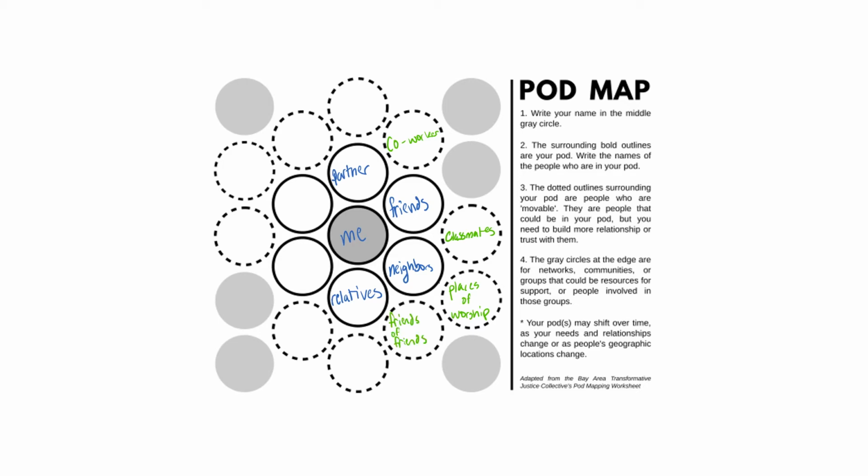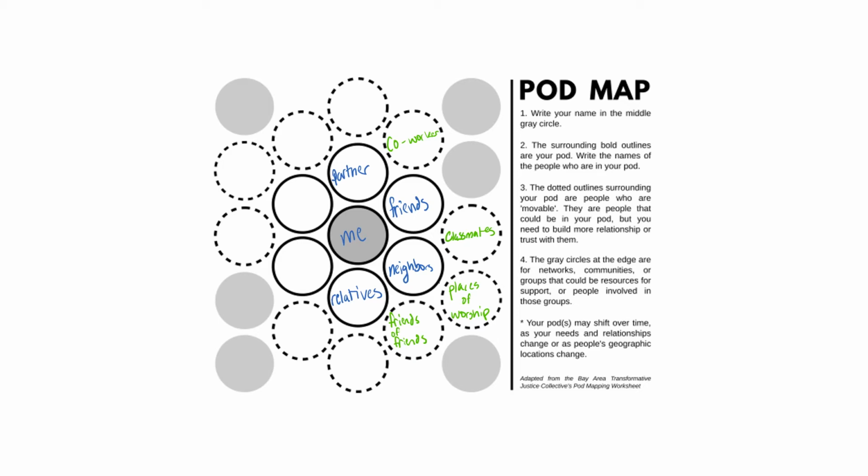I've also added here friends of friends, because everyone has met people that their friends know, and this type of relationship is exactly what this type of bubble in your pod map represents. It's the people that you know of, or have met once or twice, that you could get to know a little better with some effort.